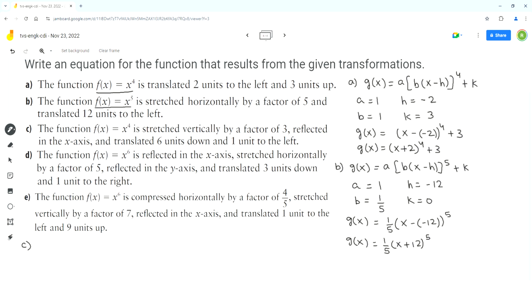The function f at x equals x to the power 4. It is a quartic function. It is stretched vertically by a factor of 3, reflected in the x-axis and translated 6 units down and 1 unit to the left. So we can write the general transformed equation. Now we can list the a, b, h and k values.